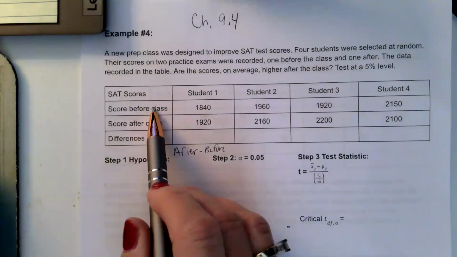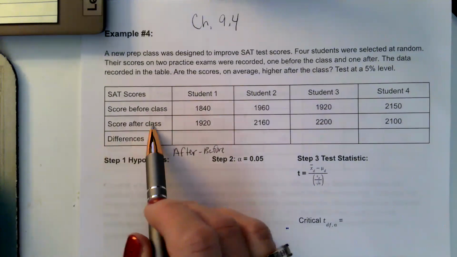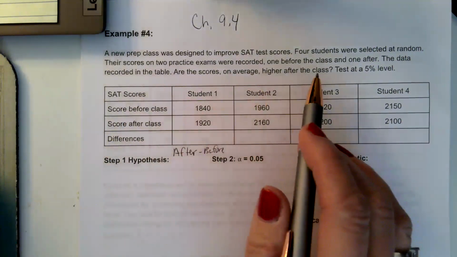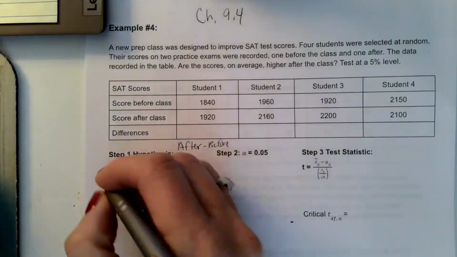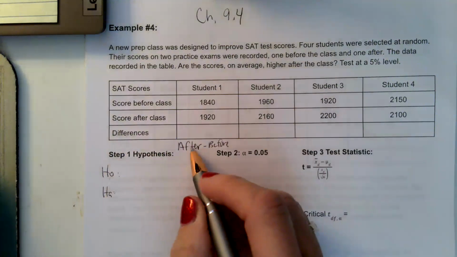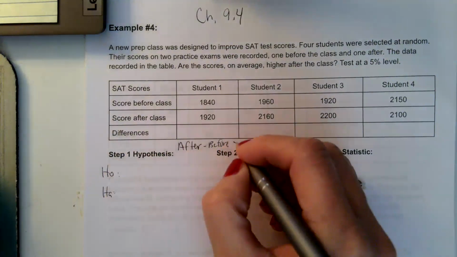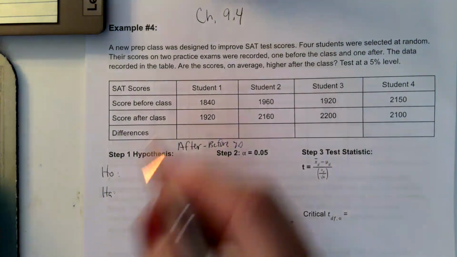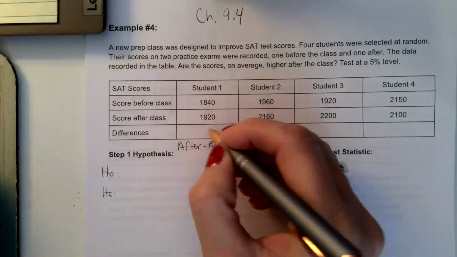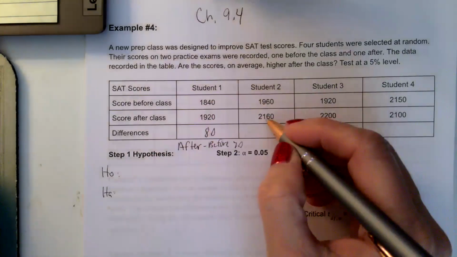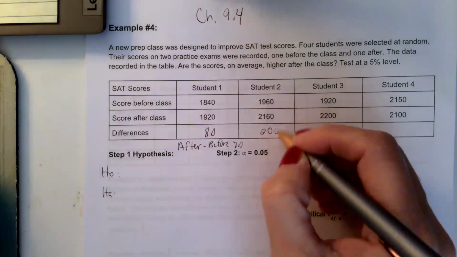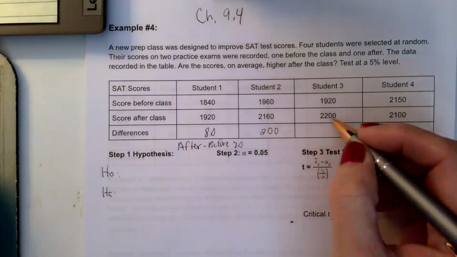So here are the scores before taking the prep class, and here are the scores after. And they're wondering if the after are higher. And so our hypothesis can be written two ways, but I'm going to do after minus before, thinking it's going to be positive. They would go up. So if I take 1920 and subtract 1840, I would get an 80. If I take 2160 and subtract 1960, I would get a difference of 200. And so on and so forth.